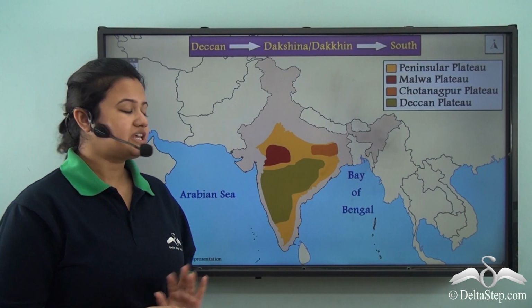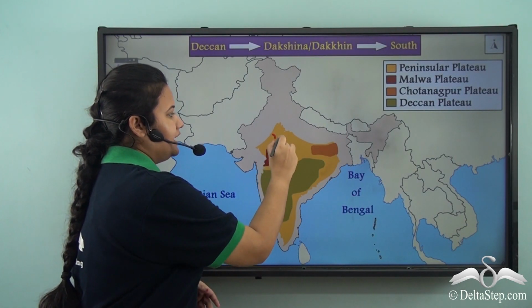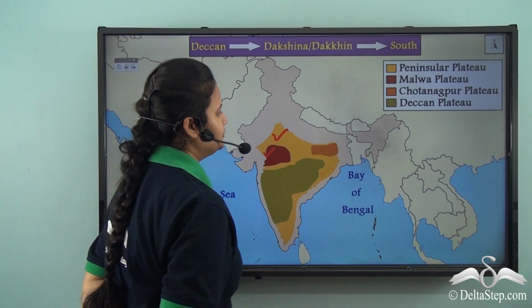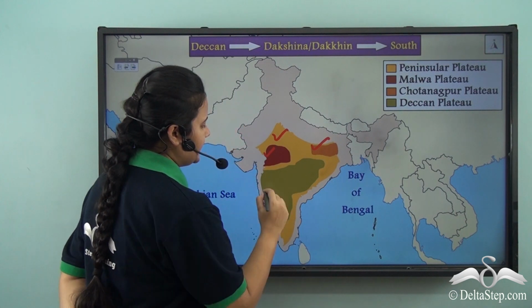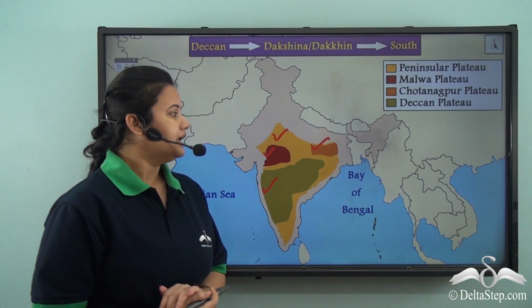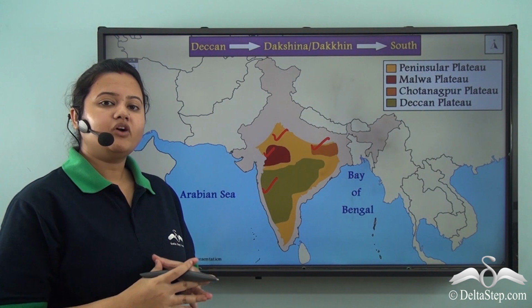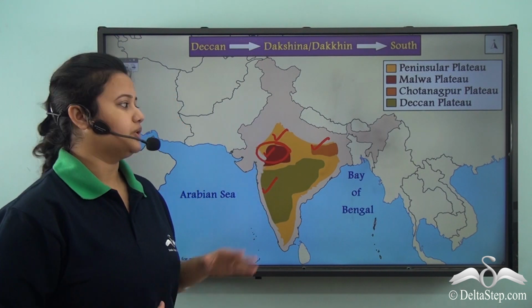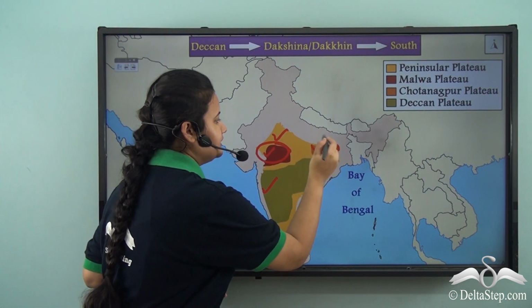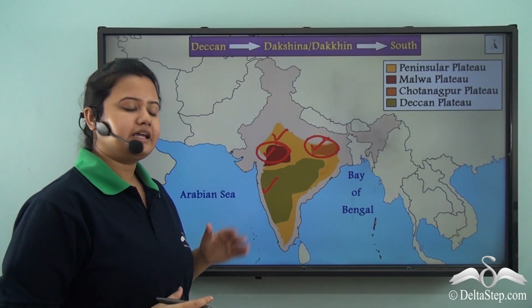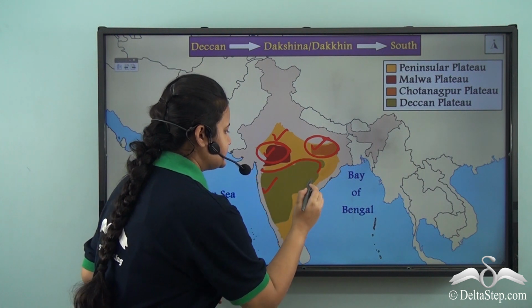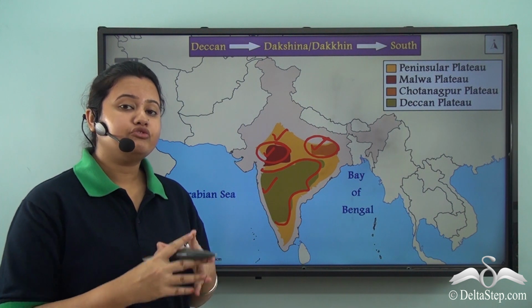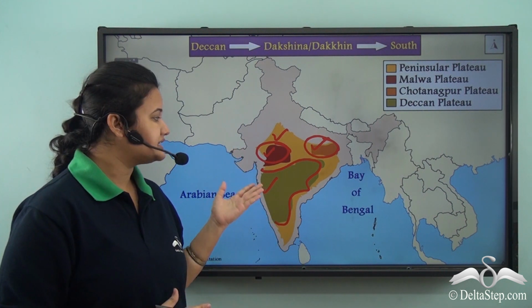So this map shows the region of Peninsular Plateau and its three major divisions, that is Malwa Plateau, Chota Nagpur Plateau and Deccan Plateau. Now we can see here Malwa Plateau forms the northwestern part of Peninsular Plateau and Chota Nagpur Plateau lies in the northeast. And the Deccan Plateau covers the central and southern part of Peninsular Plateau. In fact, Deccan Plateau forms a major part of this region.